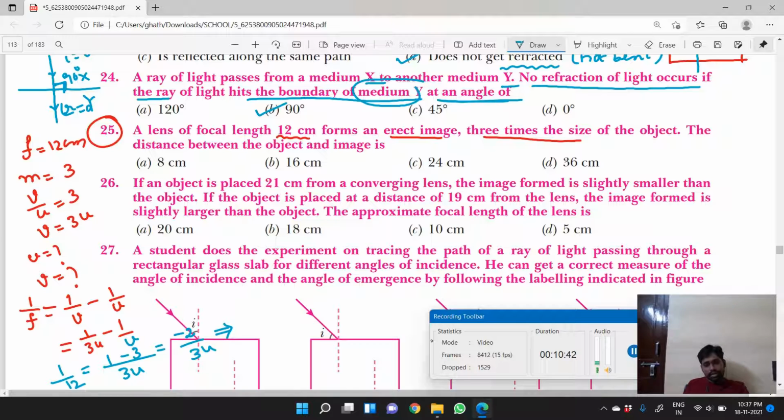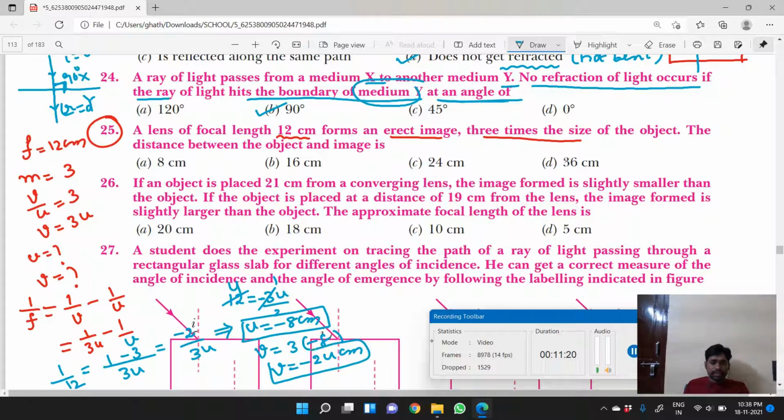So from this you can write it like this: 12 is equal to minus 3u by 2. If you do the cross multiplication, 3 ones are 3, 3 fours are 12, so u is equal to minus 8 centimeters. This is the object distance. Image distance is 3 times minus 8, which is equal to minus 24 centimeters. It indicates that, being negative, the image is formed on the same side of the lens. Hence, the distance between the object and image.